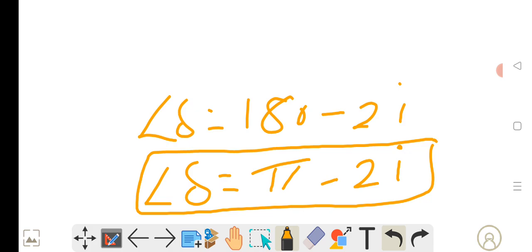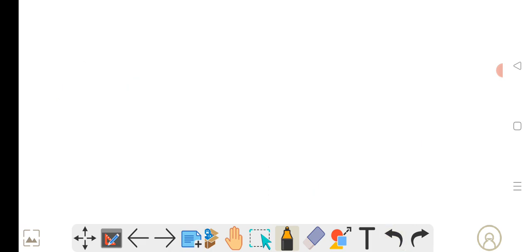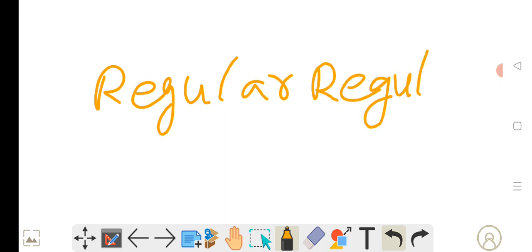Now, after the laws of reflection, we have different types of reflection. Those also we will see now. The different types of reflection are regular reflection and irregular reflection. And one more thing, very important, here you have to learn.